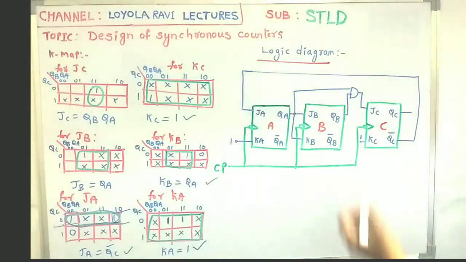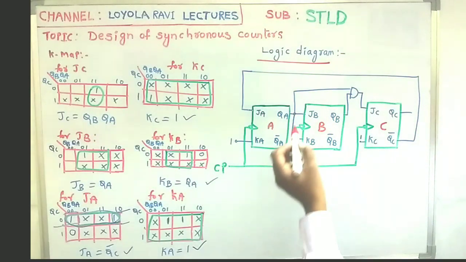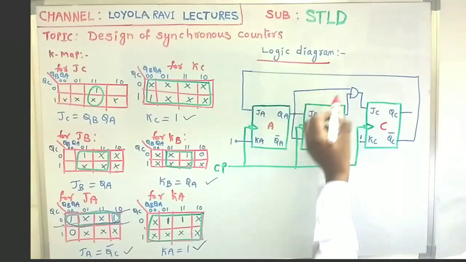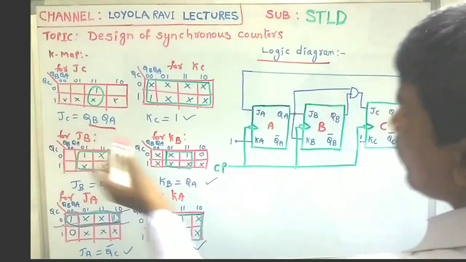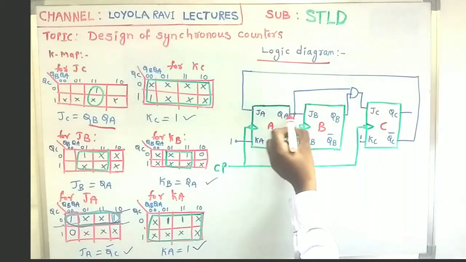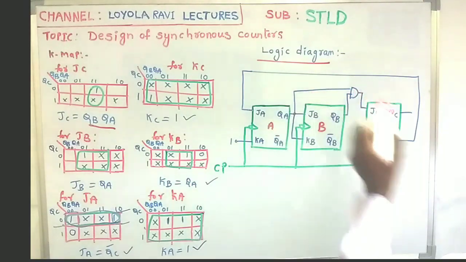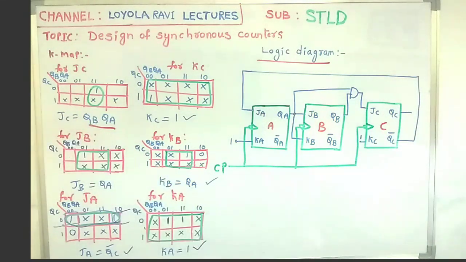So we need one AND gate. I am taking one AND gate. What are the inputs? QB, QA. Already we know QA, one input, and QB, another input. QB is this one. Second flip-flop output QB and first flip-flop output QA. QA and QB are acting as input for JC. The AND gate output is connecting to JC.